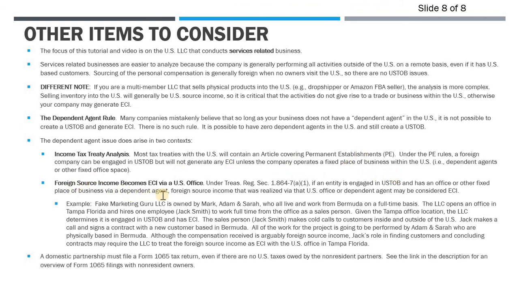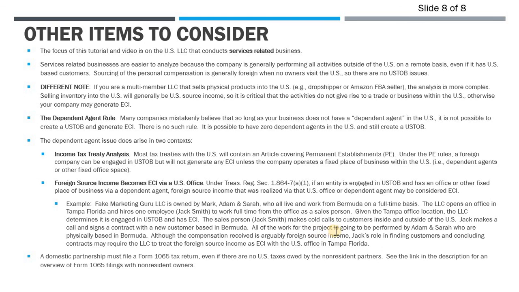And then just to recap the ECI via U.S. office issue for foreign source income, let's look at our fake marketing example again. The LLC opens a Tampa office and hires an employee to work full-time as a salesperson. Given the office location, the LLC is engaged in U.S. trader business, and it's got ECI, right? They've got a U.S. office, they've got a U.S. employee. They have a USTOB problem.